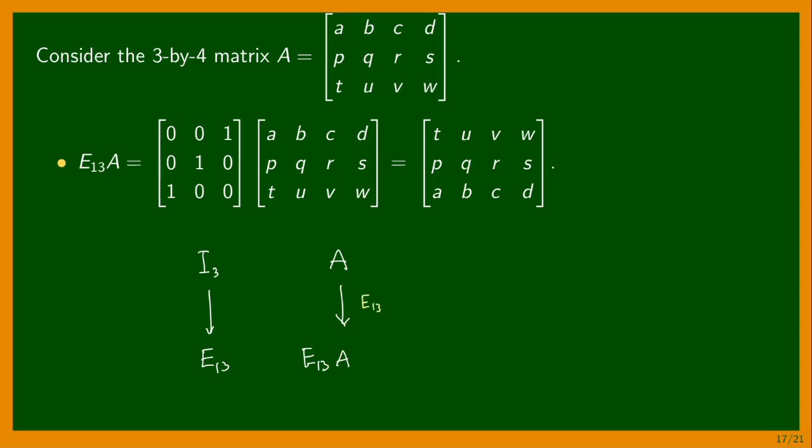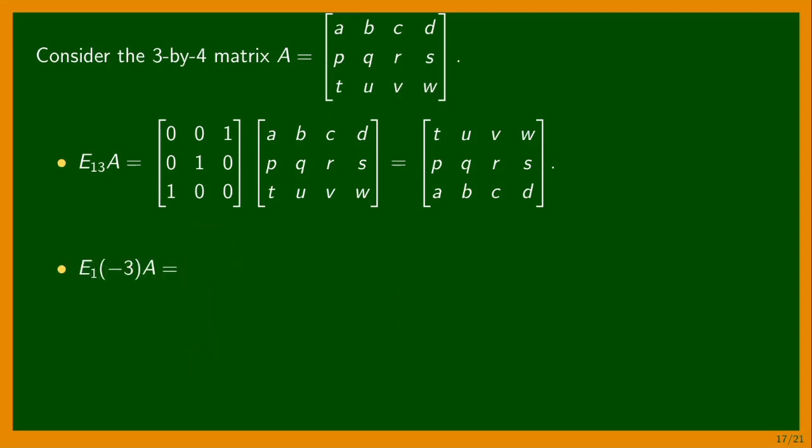Meaning to say, if E13 was obtained from I3, or this elementary matrix was obtained from the identity by swapping the first and the third row, then when you multiply it on the left of a given matrix with the same number of rows, the resulting matrix was obtained by simply performing the same type 1 elementary row operation as how you get this from the identity.